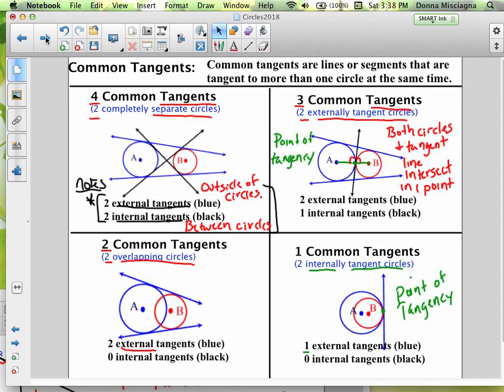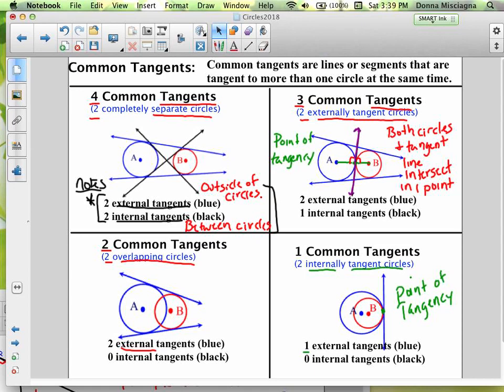If the 2 circles intersect in one point, in other words, they're tangent, then we've got 3 common tangents. So we've got one tangent, draw it in purple, that is between the 2 circles right there. Everyone see that? That's the internal tangent. And the point of tangency, both circles and the tangent line intersect in exactly one point. So that point of tangency for the 2 circles is exactly the same.